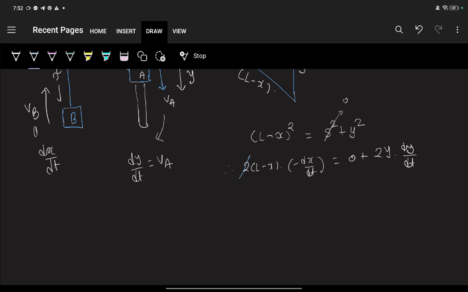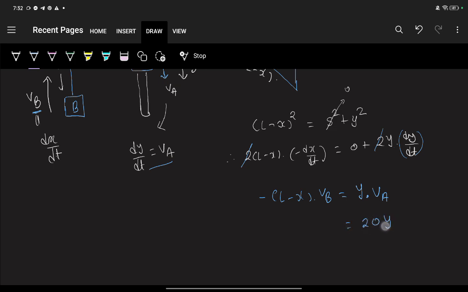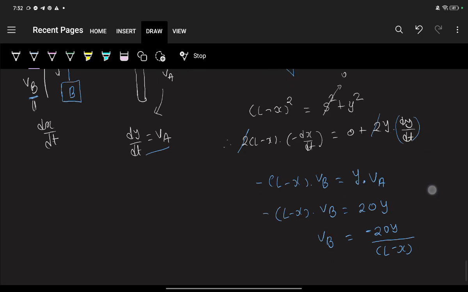Alright, so we can cancel out these two and we'll end up with L minus x. This dx by dt is nothing but Vb, and this is y. And what is dy by dt? It is Va. And Va was given, right? It was 20 meter per second. And we are required to find this Vb. So Vb is basically 20y upon L minus x. Right? So this is our final expression. This is our final result.